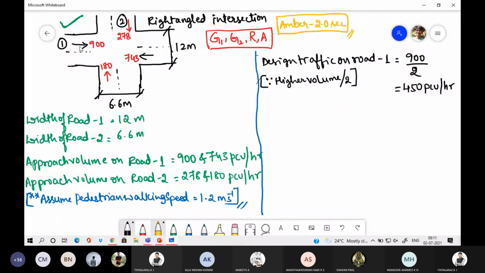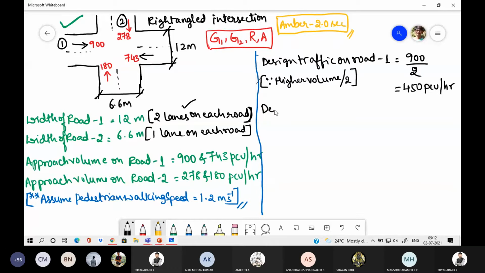And since it is having 4 lanes, that is 2 lanes on each road, you can make a note here. When it is having 2 lanes, we have to divide it by 2.